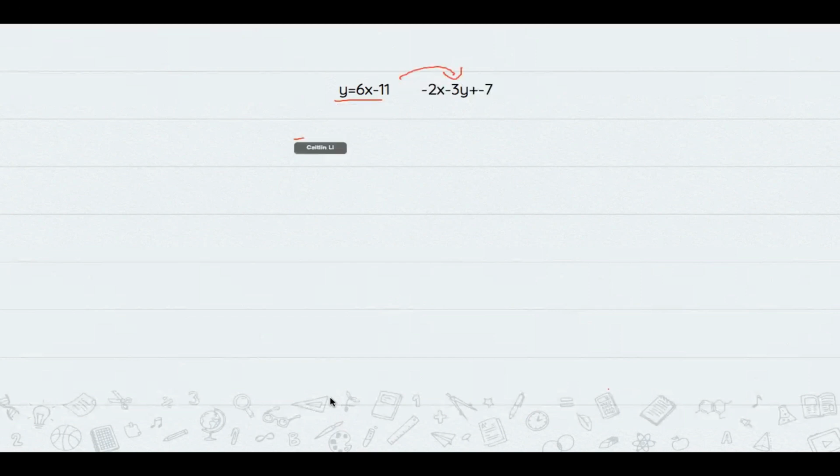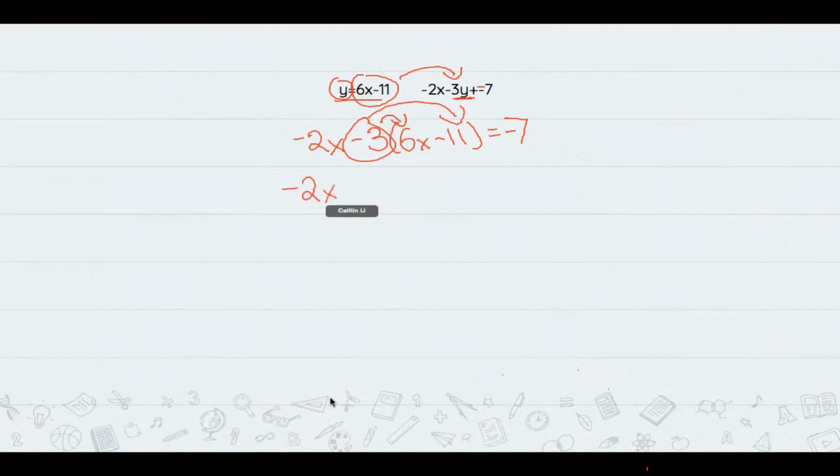We do that by writing negative 2x minus 3, and because this is y equals 6x minus 11, we would put this into y in parentheses. There's supposed to be an equal there, and it's negative 7. Sorry. Next, you would get rid of the parentheses by multiplying negative 3 to every single term. So we're going to bring our negative 2x down, and negative 3 times 6x will equal negative 18x. And then negative 3 times negative 11 will turn to a positive 33, and it will equal negative 7.